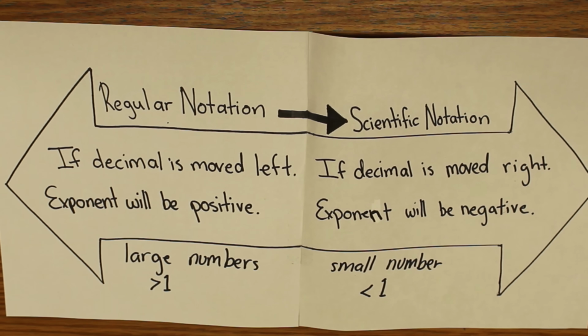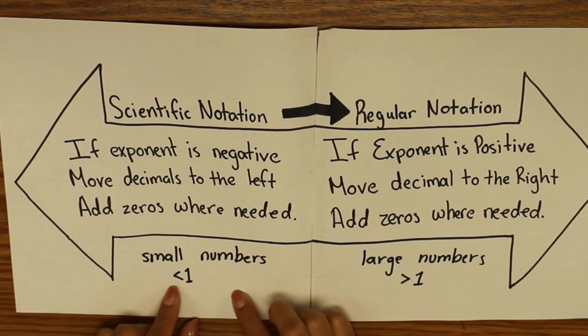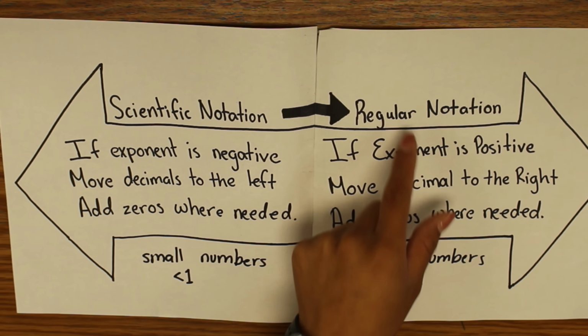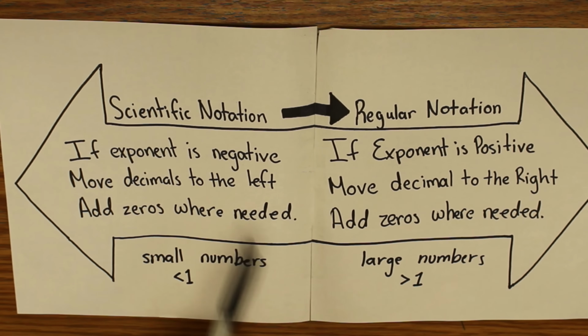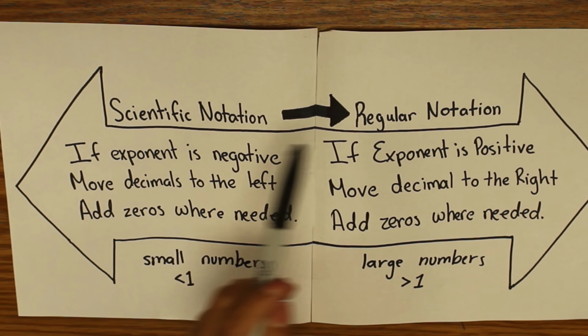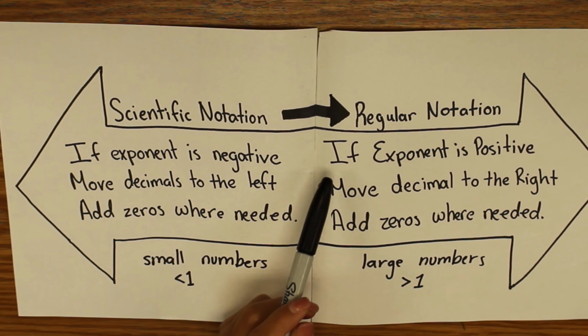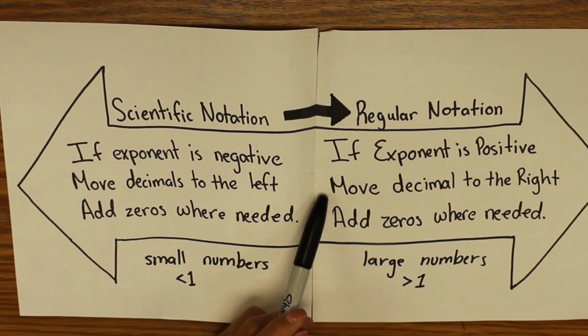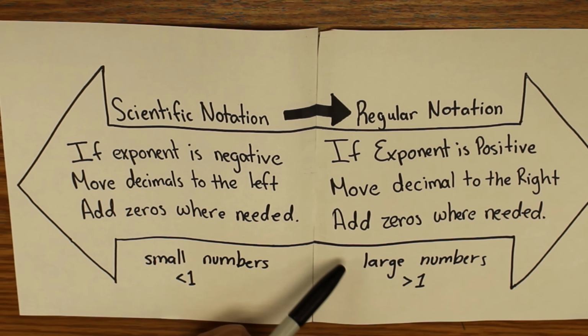Now for scientific notation, there are other guidelines. When converting small numbers from scientific notation to regular notation, if the exponent is negative, we will have to move the decimal to the left and then add zeros where needed. When converting large numbers from scientific notation to regular notation, if the exponent is positive, we will have to move the decimal to the right and add zeros where needed. So let's go over some problems.